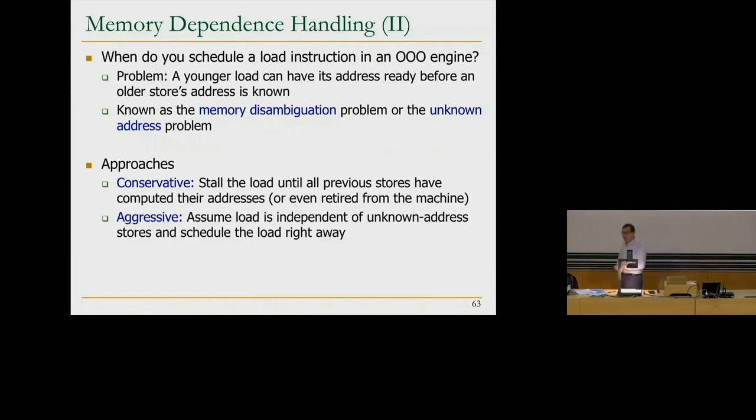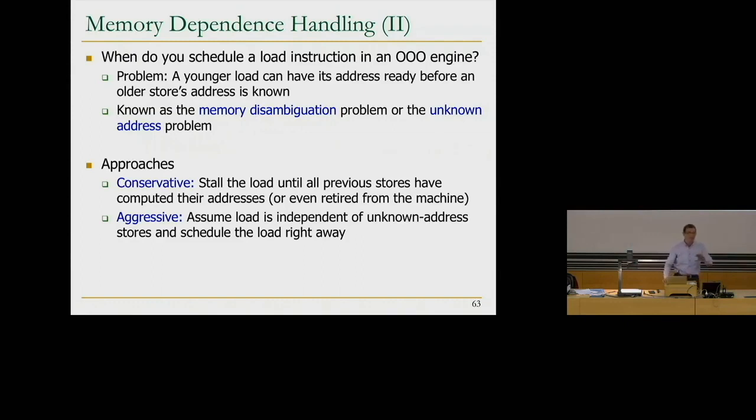Aggressive approach takes exactly the opposite. It basically says, I'm a load, I know my address, I'm going to assume that I'm independent of any other previous stores. I'm going to schedule this load right away. Okay? That's aggressive. Basically, the prediction is that hopefully this load is not going to depend on any of the stores. Of course, if you do this, you need to check later on. Did I actually predict this correctly? This is an example of predicting something in a machine.